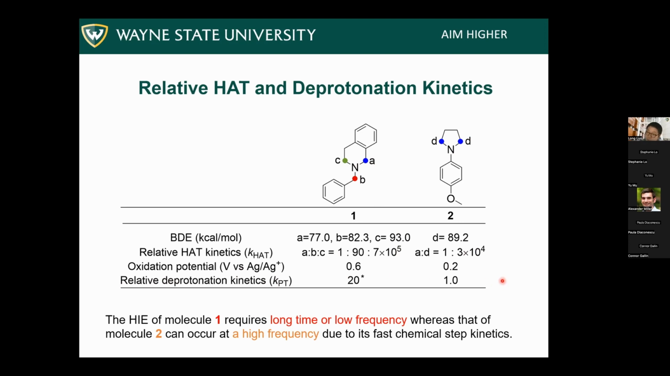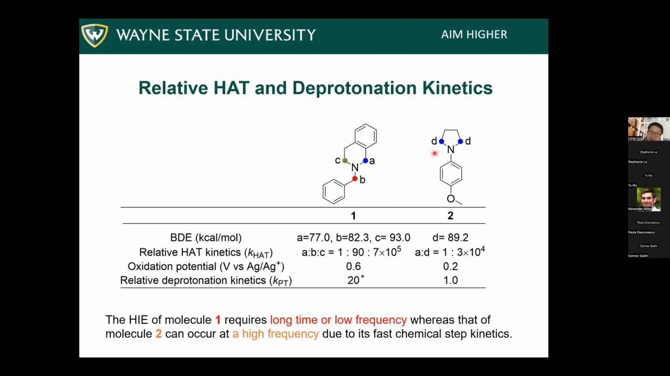So as I said, if you want to do this deuteration on this kind of alpha amine sites, you have to do two chemical steps. One is deprotonation, the other one is hydrogen atom transfer. Okay, so based on the numbers here, we can expect that if we want hydrogen isotope exchange for molecule 1, we require much longer time or low frequency, because the hydrogen atom transfer to these sites is very slow. But for 2, it can occur at high frequency because deprotonation is not too much slower, but the chemical step for the hydrogen atom transfer is super fast.